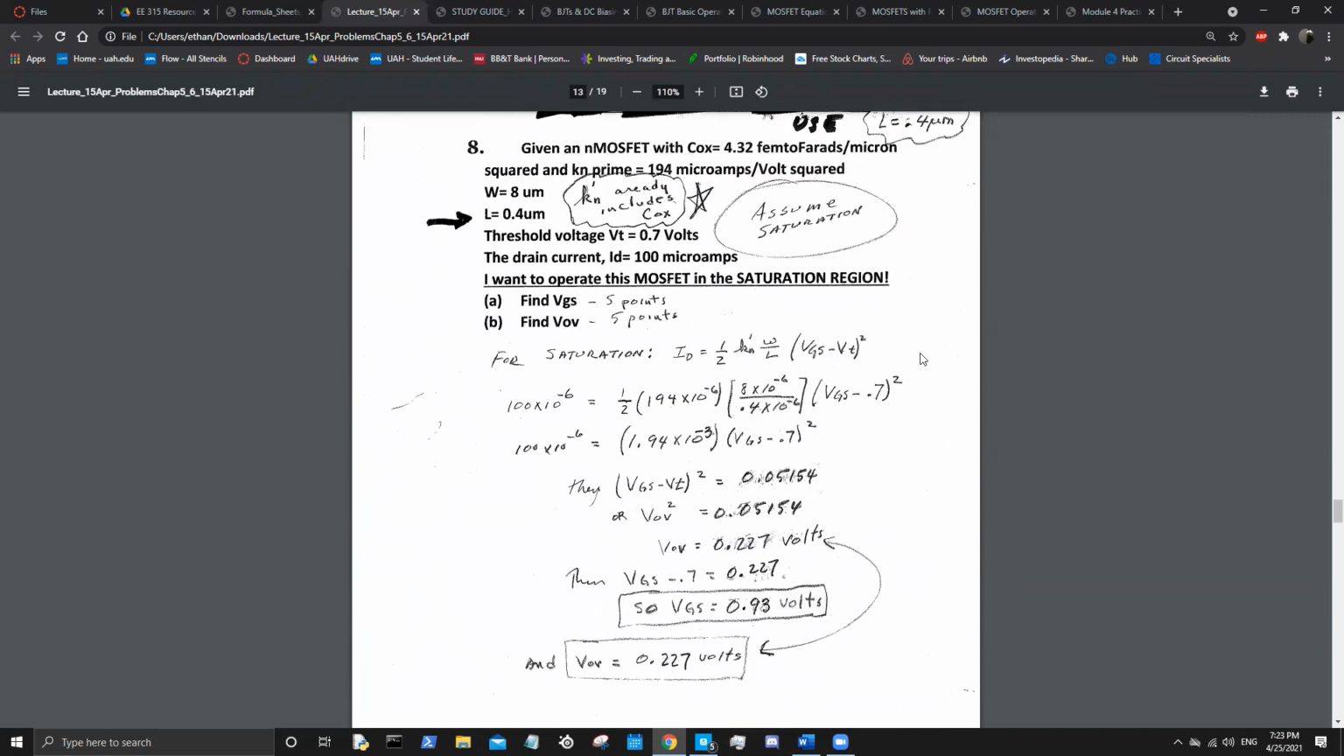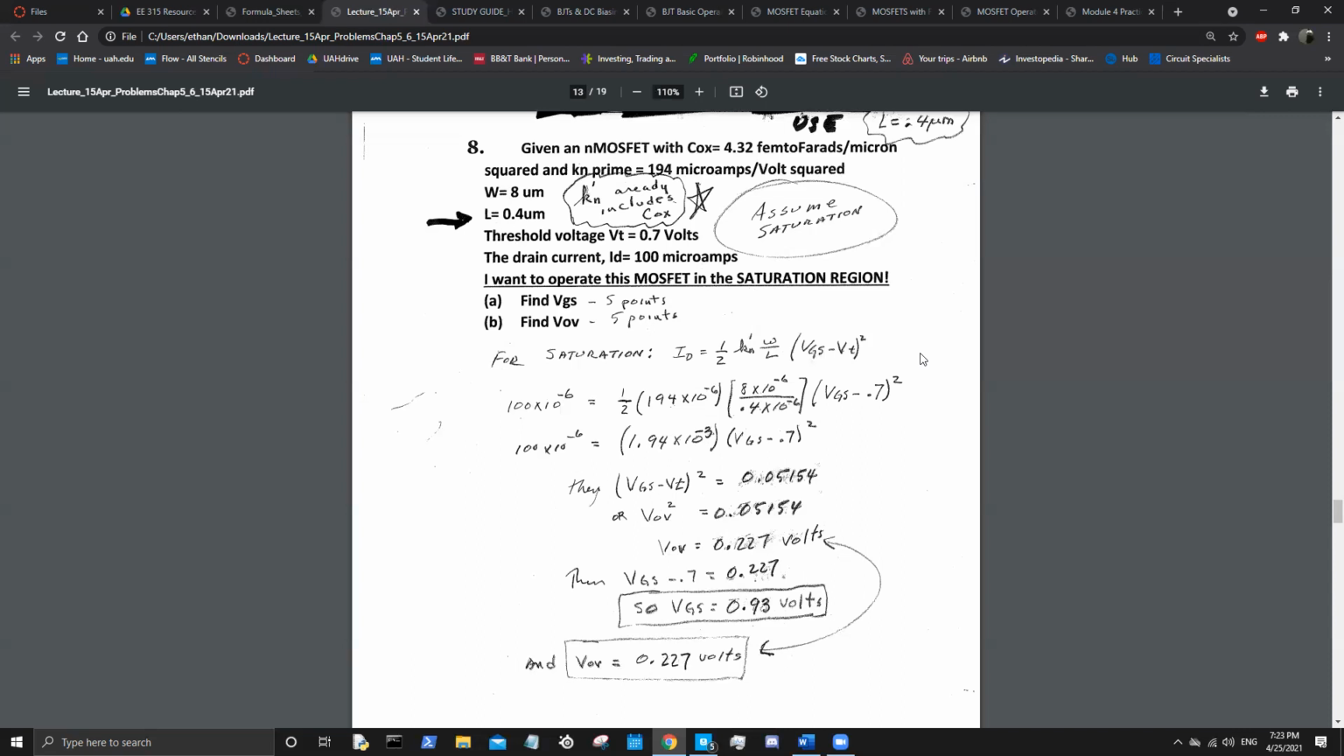All right, let's see. Given an NMOSFET with Cox in femtofarads and Kn prime, he gives us W and L. Kn already includes Cox, assume saturation. So he gives us our threshold and our ID, and I want to operate this MOSFET in saturation, so he tells us what to assume. Then he says find VGS and then find VOV, which is VGS minus VT. Okay, cool. So we already have half of that.